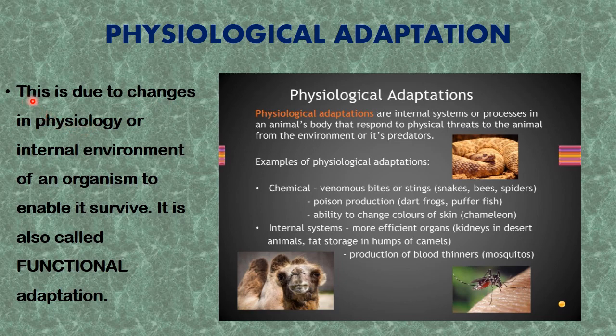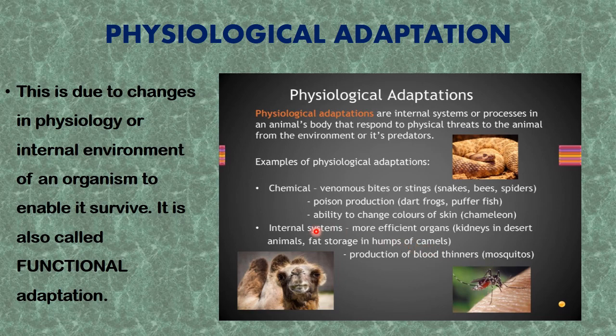Now, physiological adaptation is due to changes in physiology or internal environment of an organism to enable it to survive. It is also called functional adaptation, and we have examples of functional adaptation here. One is chemical: venomous bites or stings from snakes, bees, and spiders. Poison production, which is found in dart frogs, puffer fish. Ability to change color of skin, which is chameleon. Internal systems are more efficient. Organs: kidney in desert animal, fat storage in hump of camel, production of blood thinners in mosquitoes.